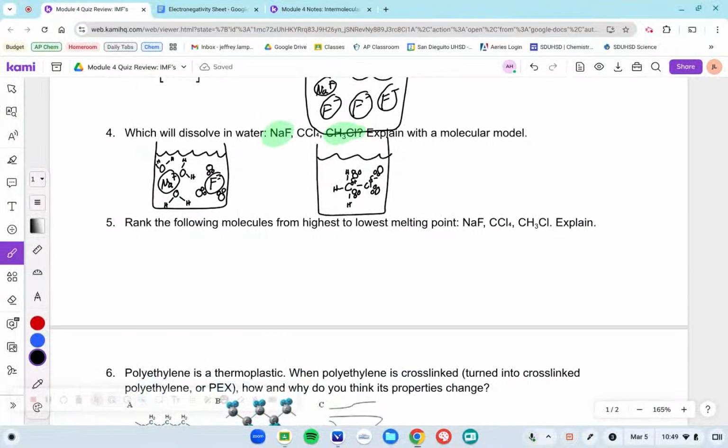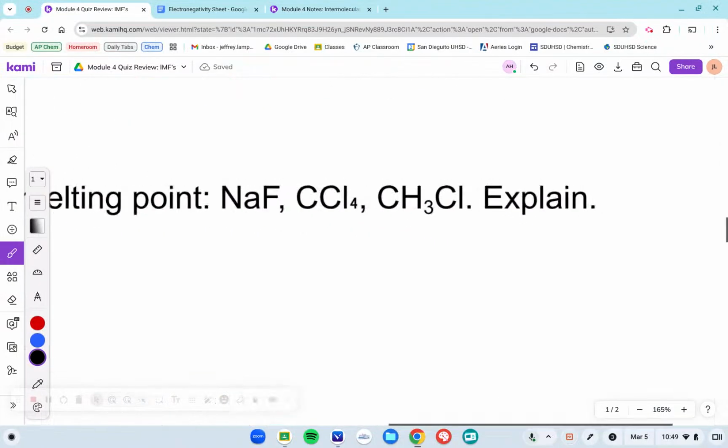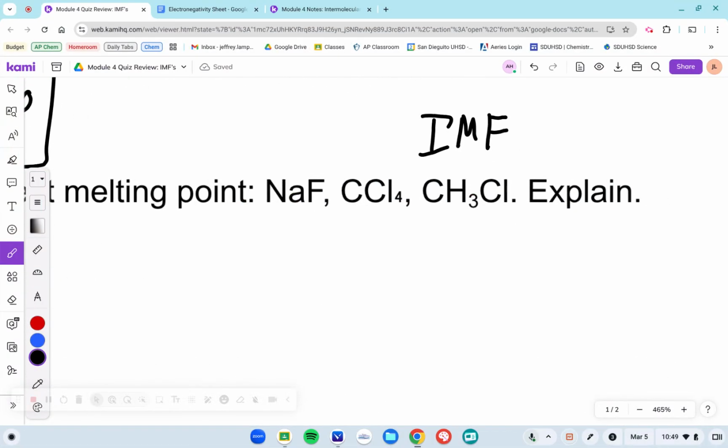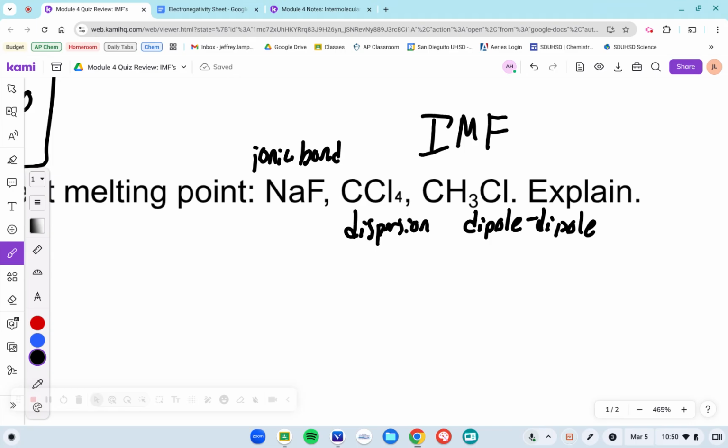Now, to explain melting point here, we first have to think about what's holding each thing together and preventing it from melting. So for our covalent compounds, those are just held together by intermolecular forces. Now remember, we already identified those up above. We said that the strongest force in CCl4 was a dispersion. And we said that the strongest force in CH3Cl was a dipole-dipole. And then in an ionic compound, the force holding it together is the ionic bond. So that's what we would need to break in order to melt that substance.